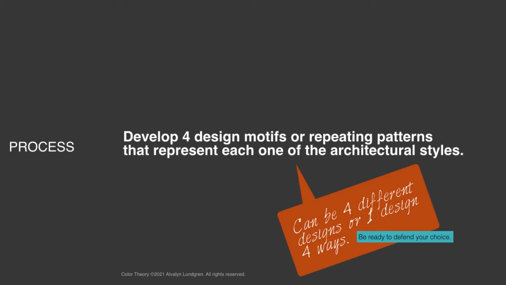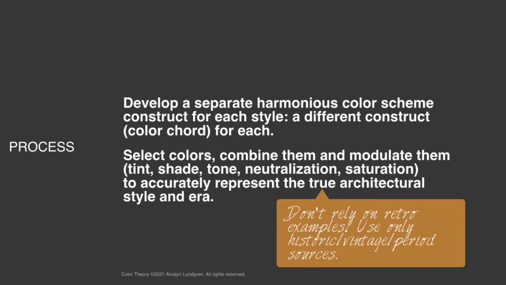So the research is the initial part of your process. Then you're going to develop a separate color scheme for each of the architectural styles, and the color scheme is based on the colors used prominently in the architectural style. You're going to modulate your color: tint, shade, tone, fully saturated, neutral. Black and white can be used appropriately.